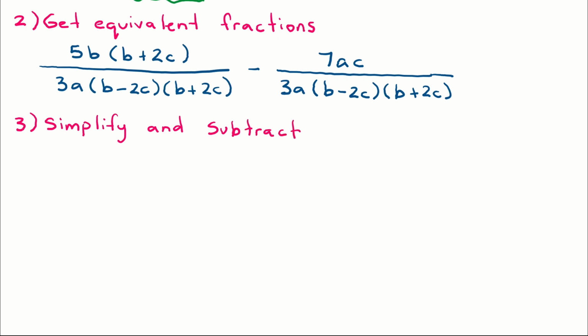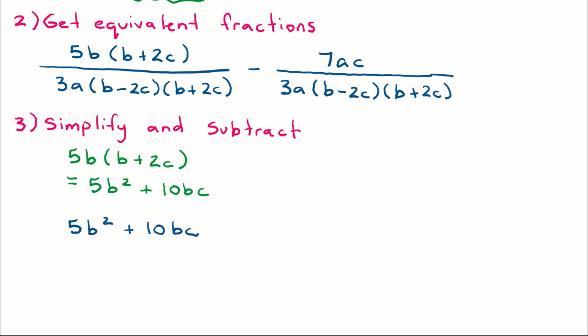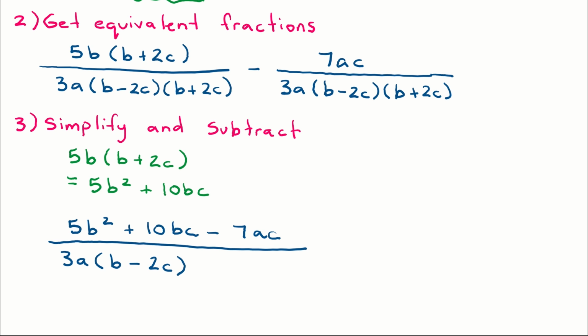So expanding out the first fraction, the numerator, I'm actually going to do that on the side first. So 5b times b plus 2c. We're going to multiply the 5b through, giving us 5b squared plus 10bc. When we go to subtract these then, our numerator will be 5b squared plus 10bc minus 7ac, and our denominator will be our lowest common denominator, which was 3a, b minus 2c, b plus 2c.